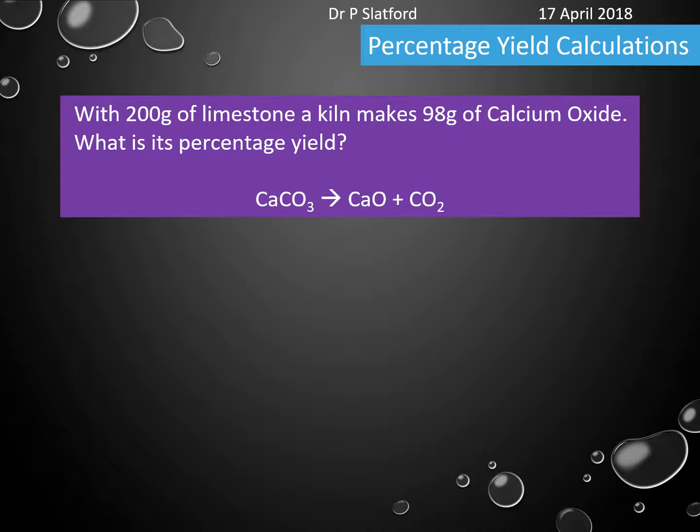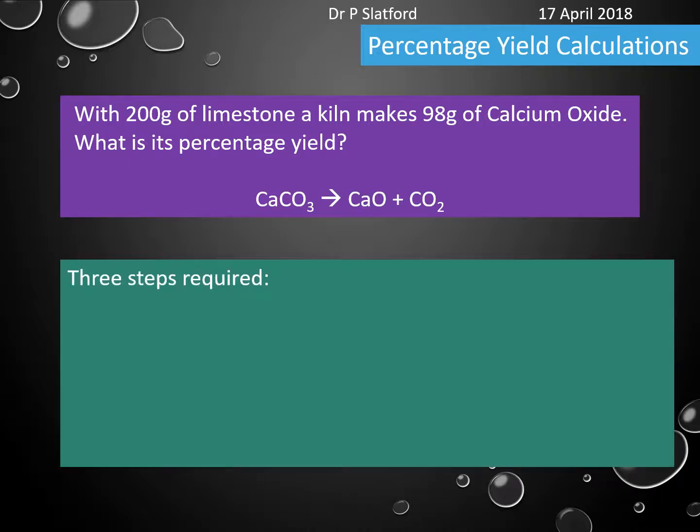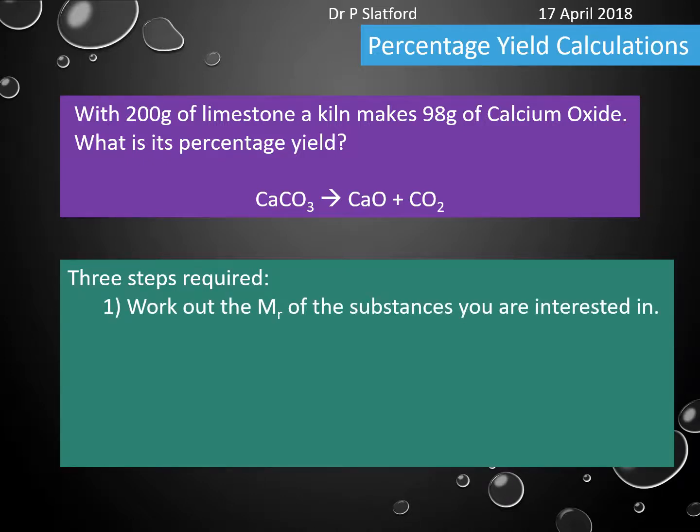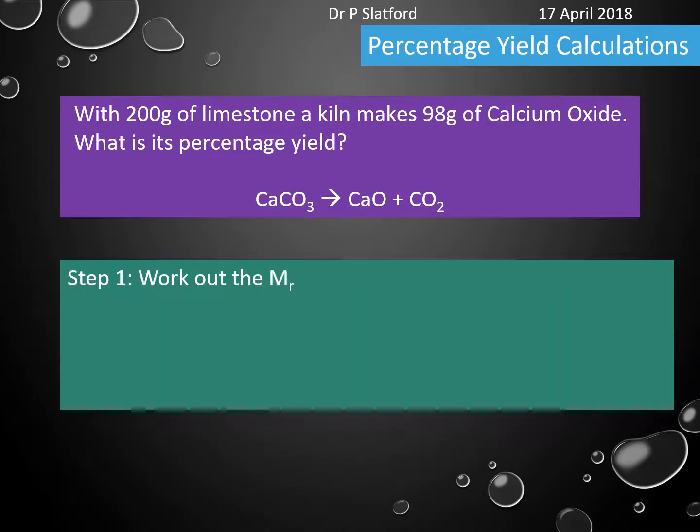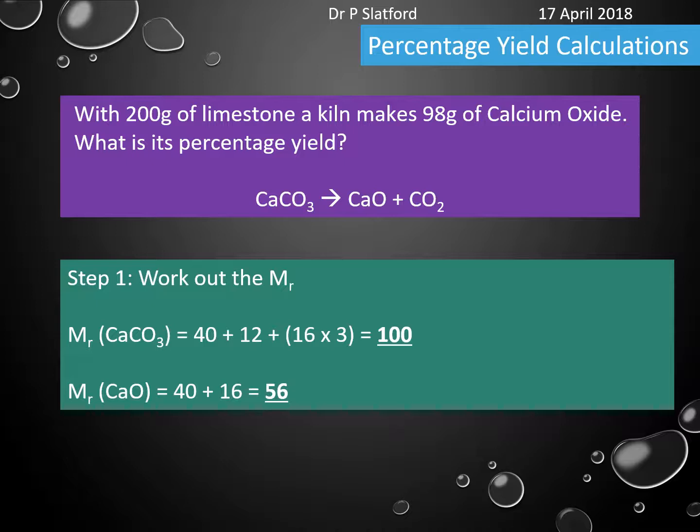So if I have 200 grams of limestone and it makes 98 grams of calcium oxide, what's the percentage yield? Well, there's 3 steps that I'm going to take you through here. 1, you work out the Mr of the substances you're interested in. 2, you work out the theoretical yield of the product. And 3, you work out the percentage yield using the equation I've just shown you. So let's go through this. Step 1, work out the Mr of the ones that you're interested in. Calcium carbonate has an Mr of 100. Calcium oxide has an Mr of 56.